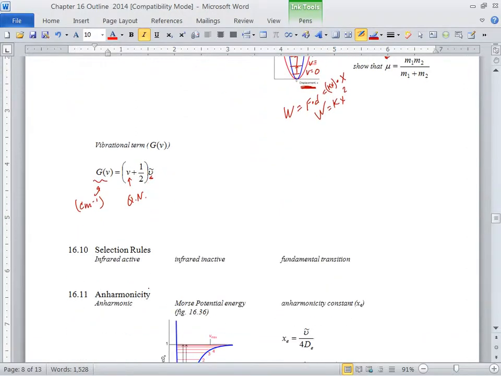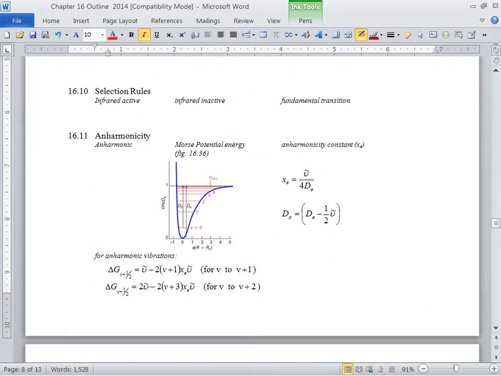Selection rules. So kind of rehashing a little bit. If something is infrared active, what has to be going on again? Alyssa, what has to be going on? An oscillating dipole. Fantastic. You have an oscillating dipole, it's infrared active. Then Mel, infrared inactive would probably mean there is no oscillating dipole.